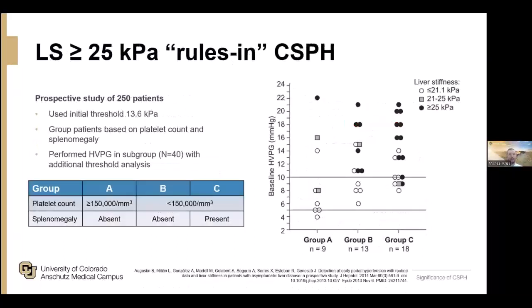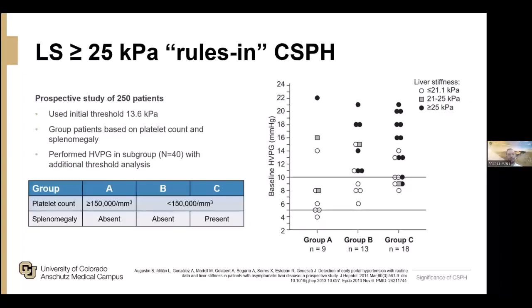So how can we rule this in? This, I think, becomes clinically applicable in the patient who, to you, looks pretty good, but you then do this test and are surprised, perhaps, that they have clinically significant portal hypertension. So this study sought to answer that question. It was a prospective study and one that was included in that meta-analysis I just showed that included 250 patients. This was the low threshold study of 13.6 kilopascals.